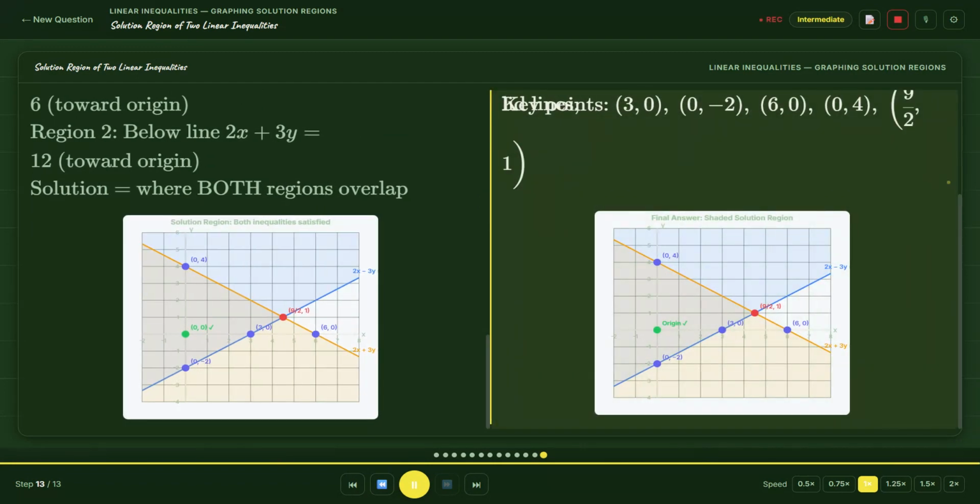Great job, we found our answer. The shaded area between the two solid lines on the side where the origin lives is where both rules are true. Every single point in that shaded area makes both rules happy at the same time.